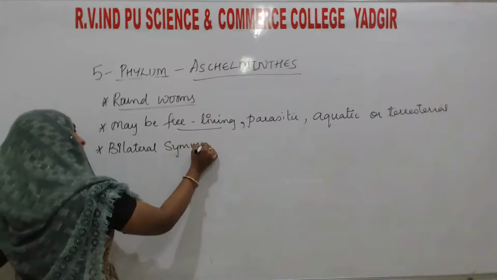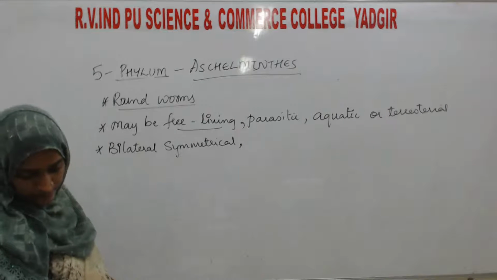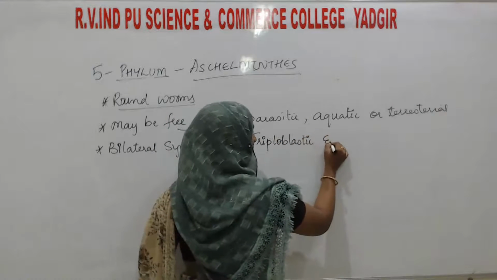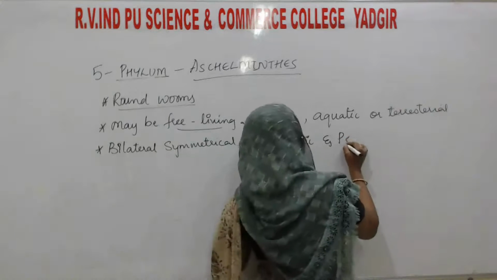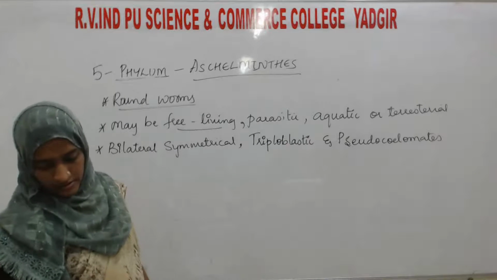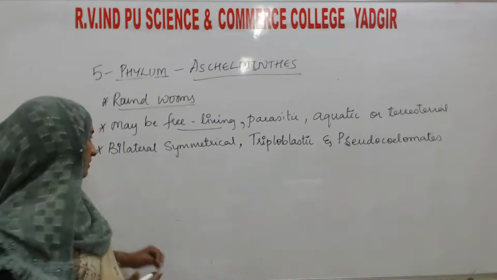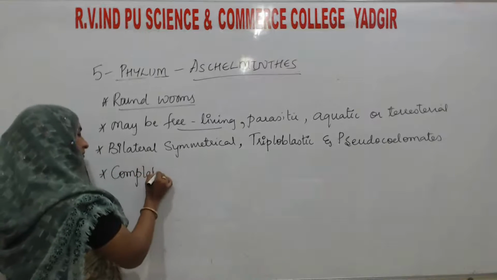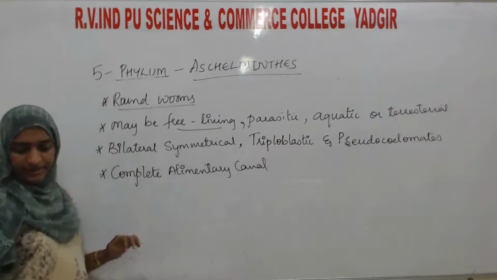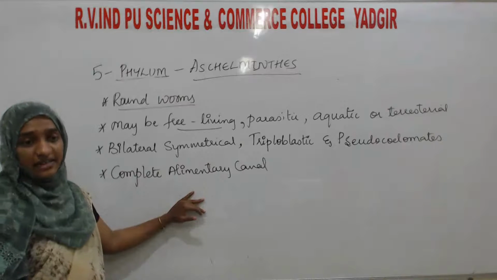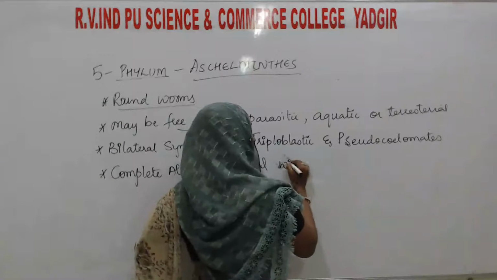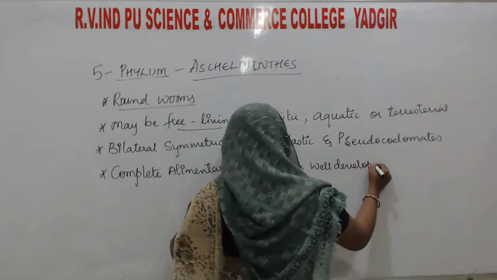Okay, the next they are bilaterally symmetrical, triploblastic, and pseudocoelomate. Triploblastic, and they have a false coelom. Pseudocoelom. Okay, the next their alimentary canal is complete with mouth and anus. They have a complete alimentary canal, as well as a muscular, well developed pharynx in their alimentary canal.